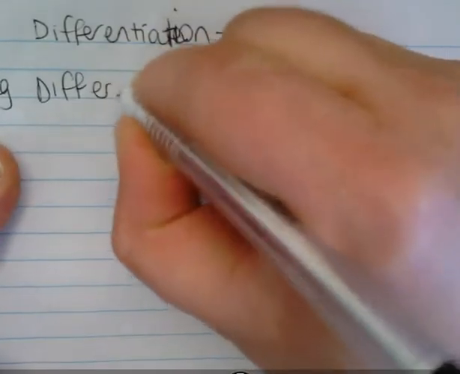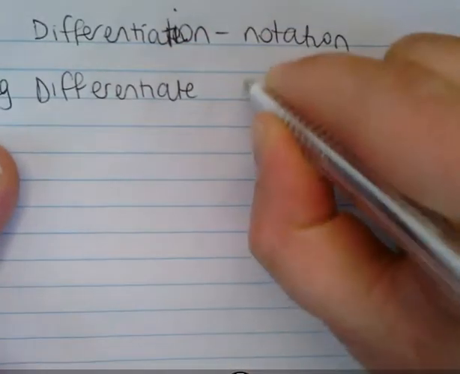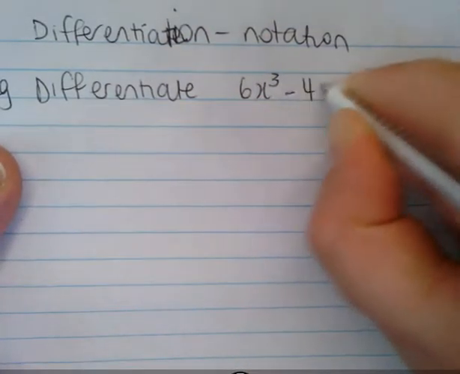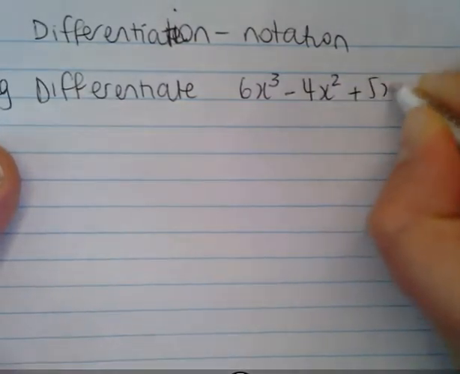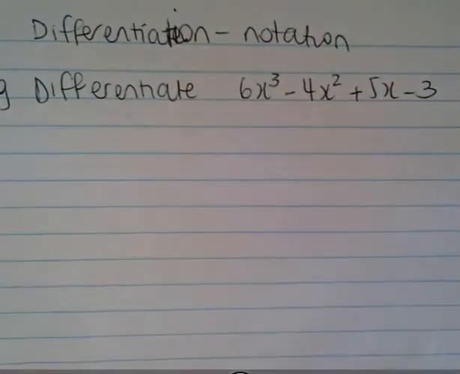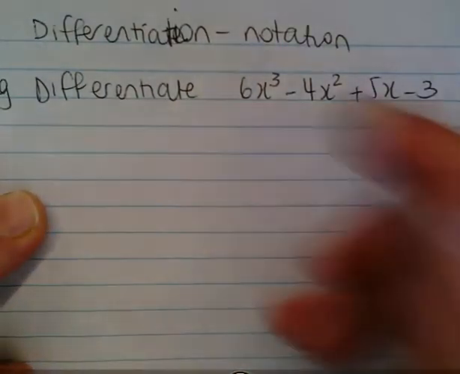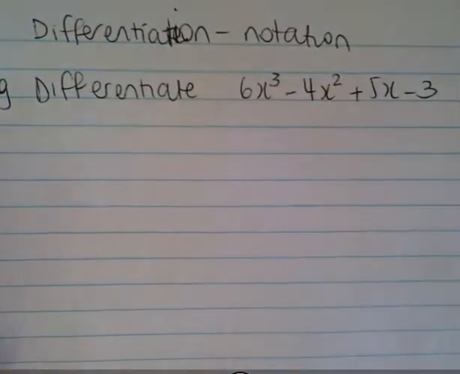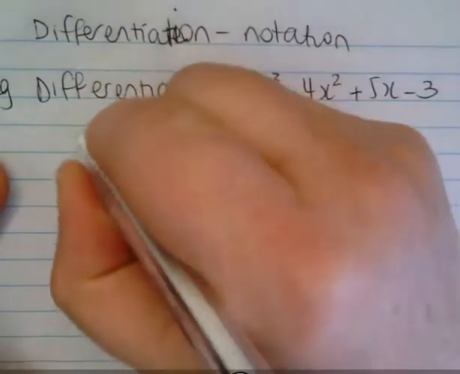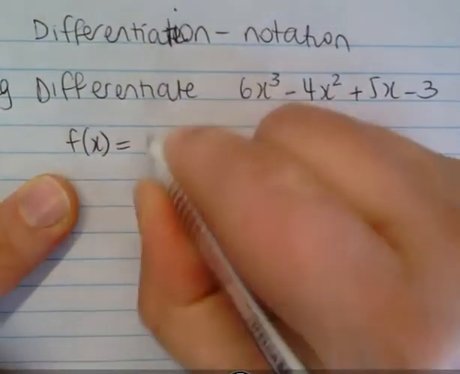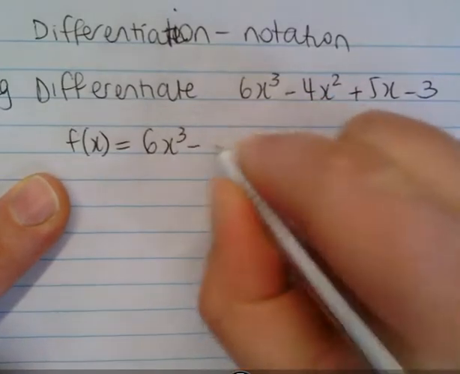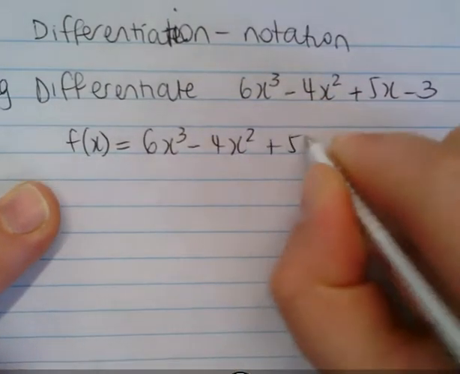What if I just say to you, e.g., differentiate, I don't know, 6x cubed minus 4x squared plus 5x minus 3. I might ask you to differentiate that. Now, I haven't said that y equals that or function of x equals that. So we can see that this is a function in x. You could write your answer 3 ways. You could write it, well, my function of x is 6x cubed minus 4x squared plus 5x minus 3.